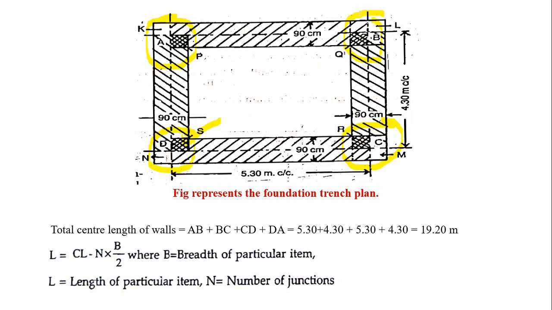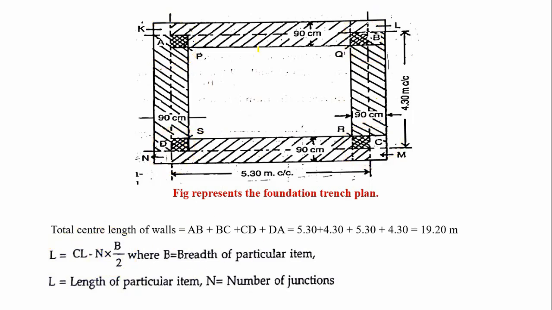So therefore the number of junctions will be equal to 0. So this N value will be equal to 0. If this N value is equal to 0, this whole term will become 0. So the length of the particular item will be equal to the center to center length of walls.